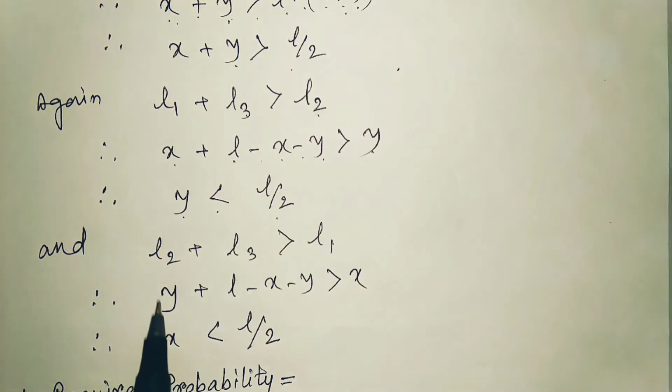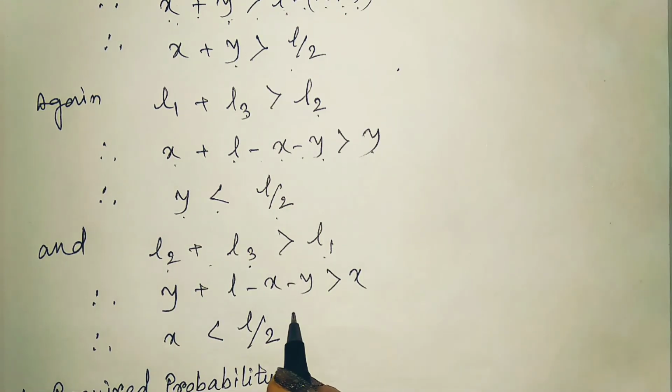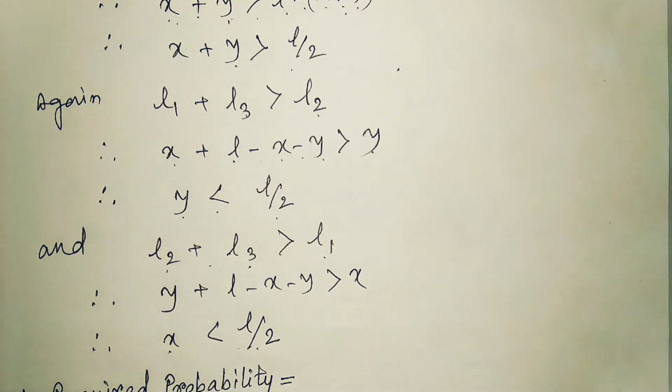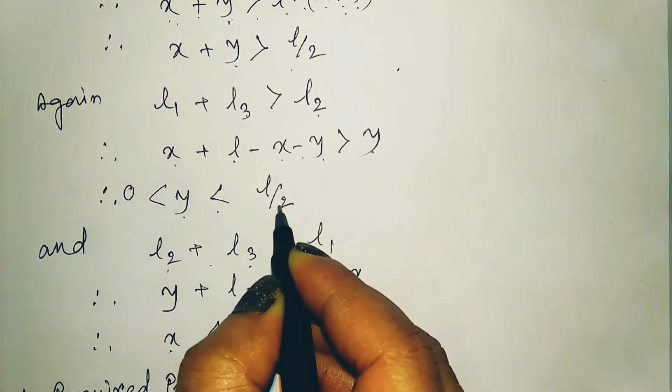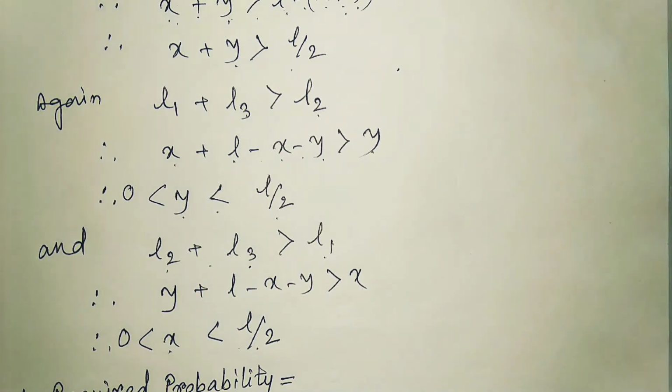Similarly, the last one is L2 plus L3 greater than L1, and if we simplify, then we will find out x is less than L by 2. And as x and y values are all positive, we definitely write y should lie between 0 to L by 2, x also lies between 0 to L by 2.